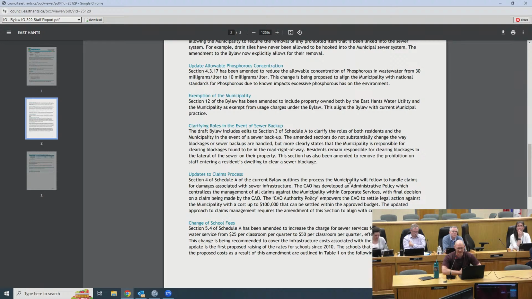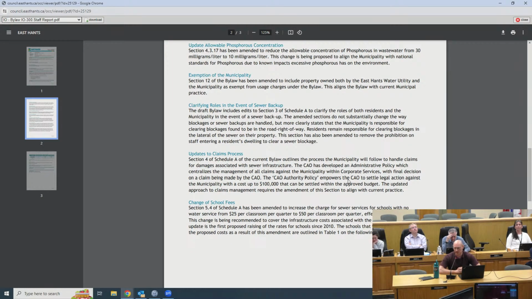The third update is an amendment to the allowable concentration of phosphorus allowed in sewer discharge water. We are proposing reducing the limit from 30 milligrams per liter down to 10 milligrams per liter. This change aligns the municipality with national standards and is being recommended due to the known impact that phosphorus has on blue-green algae blooms, which we have recently had here.